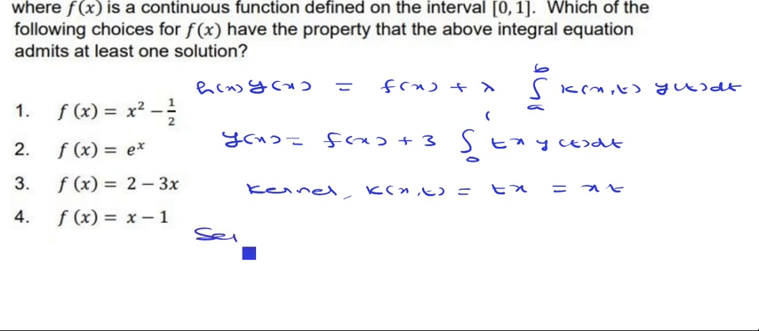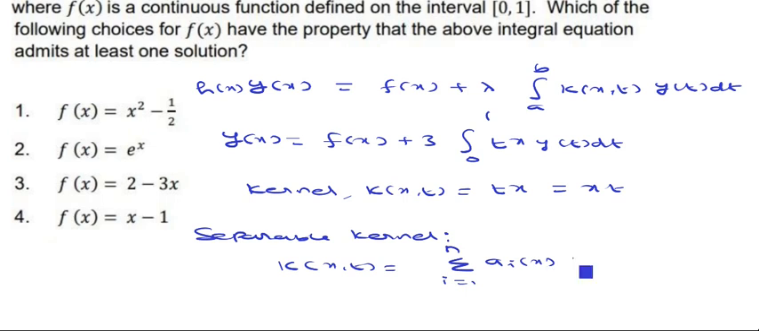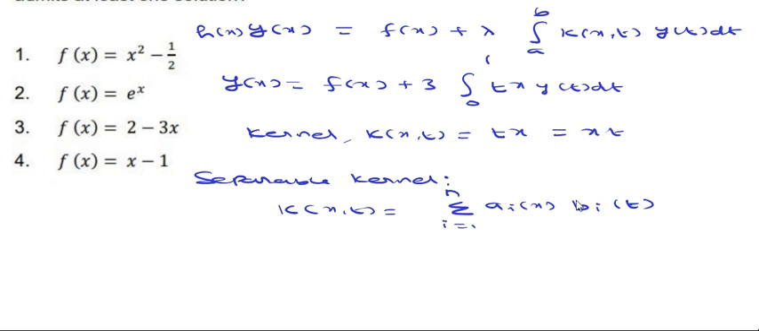So we will see the definition of separable kernel. If k of x comma t can be written as summation i equal to 1 to n of ai of x into bi of t, so each term will be a product of a function of x and a function of t, then the kernel satisfying this condition is called a separable kernel. Our kernel is a separable kernel, so we will solve this.